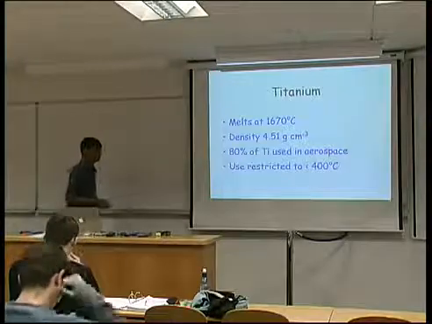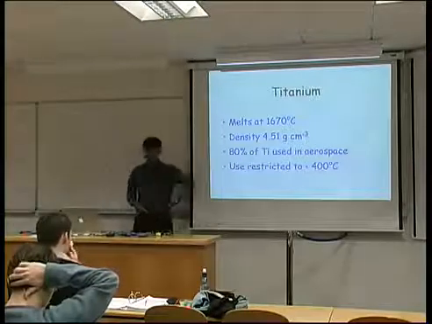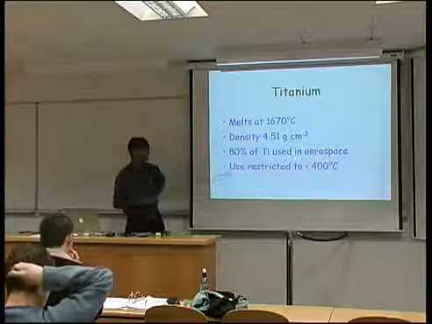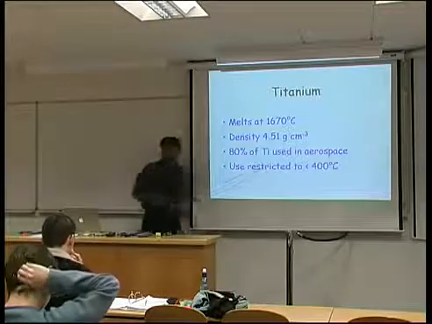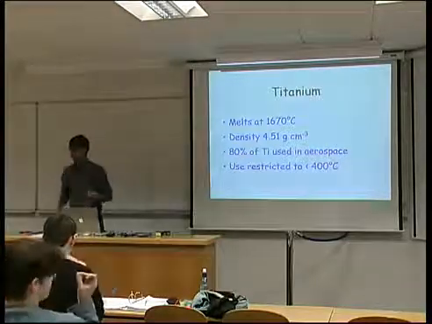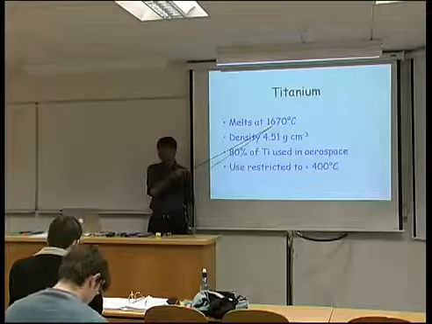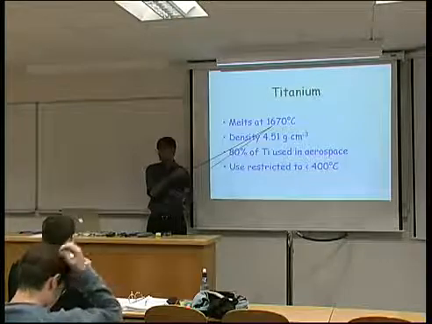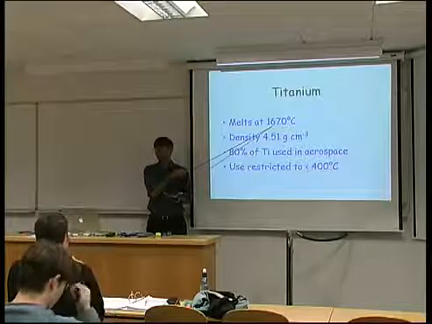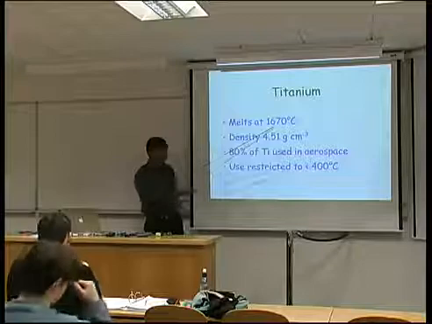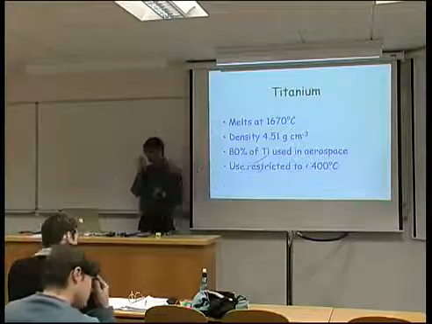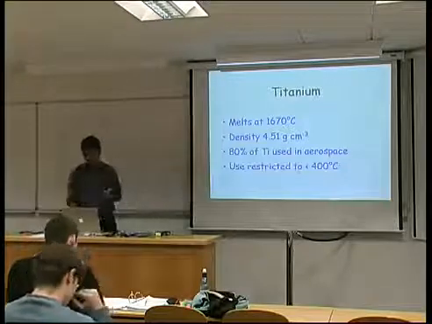spacecraft and so forth. But nevertheless, it is surprising that the use of titanium is restricted to temperatures less than 400 degrees centigrade. So given such a high melting temperature, higher than that of nickel, for example, you use nickel-based superalloys in environments as hot as 1400 degrees centigrade. But titanium is restricted to temperatures below about 400 degrees centigrade.